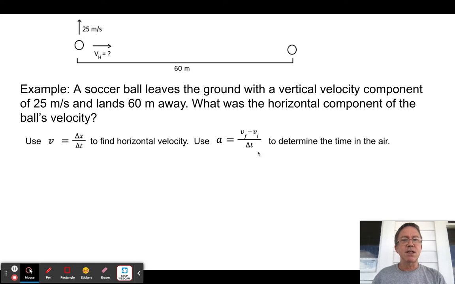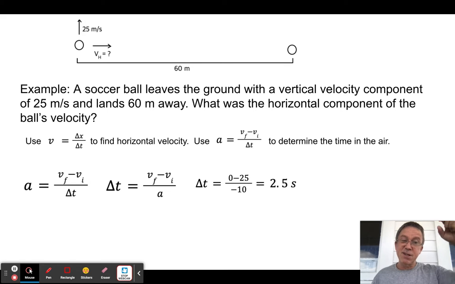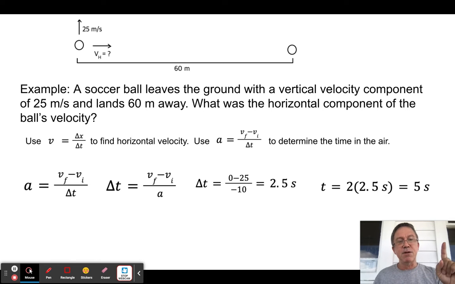So if I do this, I can say, well, then what I've got is 25 divided by 10 is going to be 2.5. So yeah, it goes up in the air for 2.5 seconds, but then it's got to come back down for another 2.5 seconds. So actually, the time is going to be 2 times that. So we have to remember when we're doing these problems, you have to take the time it goes up for and double it because it has to come back down.